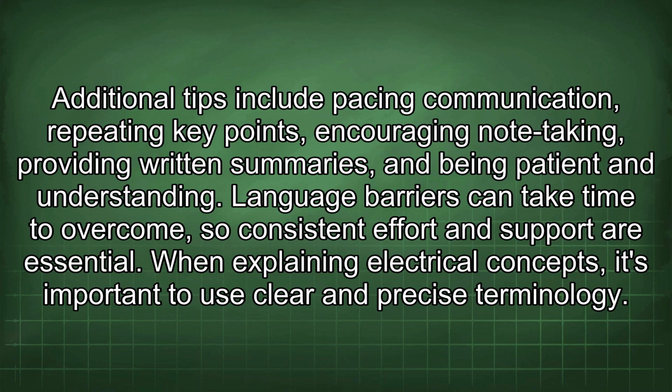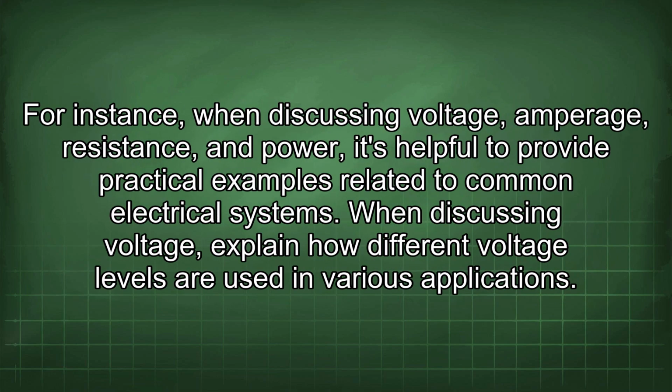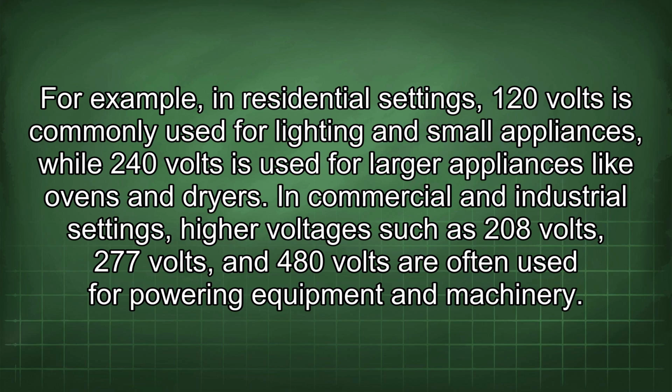When explaining electrical concepts, it's important to use clear and precise terminology. For instance, when discussing voltage, amperage, resistance, and power, it's helpful to provide practical examples related to common electrical systems. When discussing voltage, explain how different voltage levels are used in various applications. For example, in residential settings, 120 volts is commonly used for lighting and small appliances, while 240 volts is used for larger appliances like ovens and dryers.